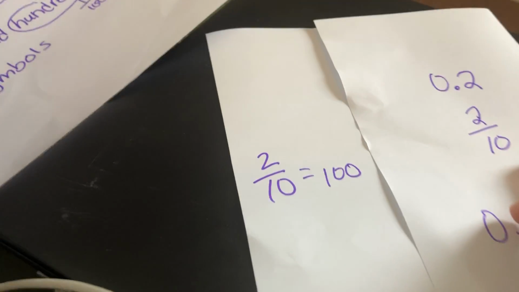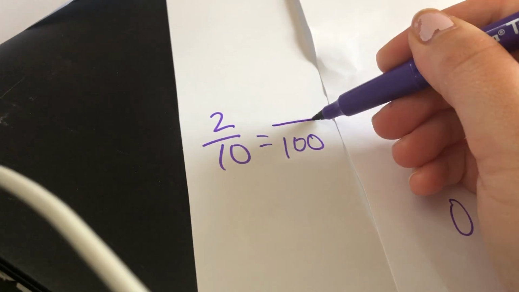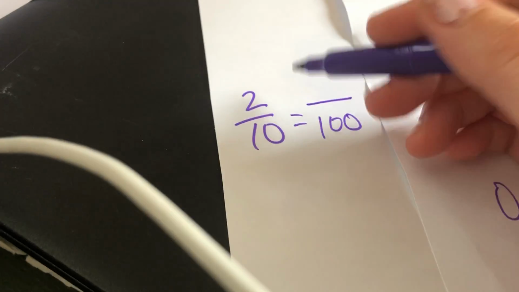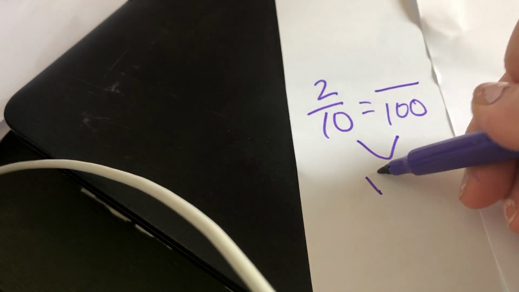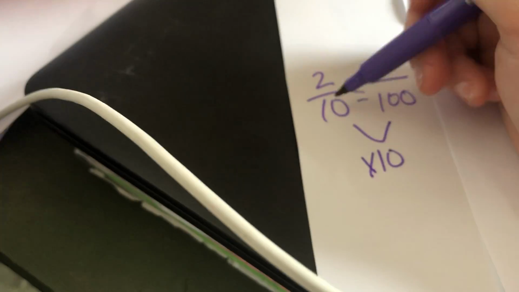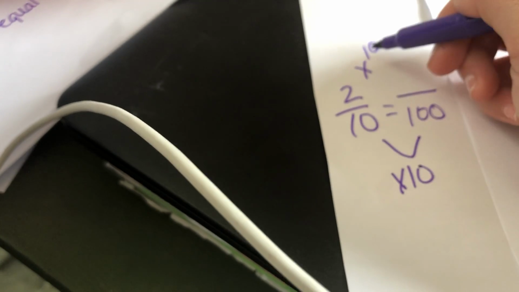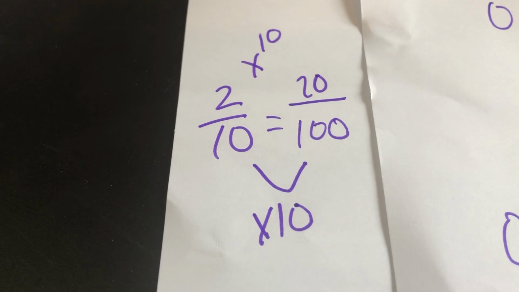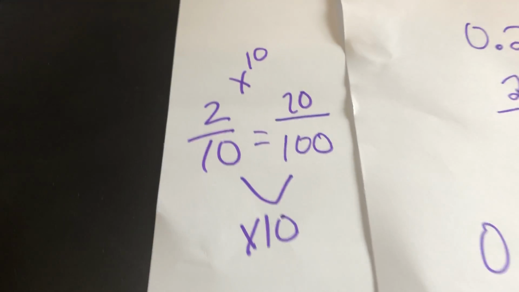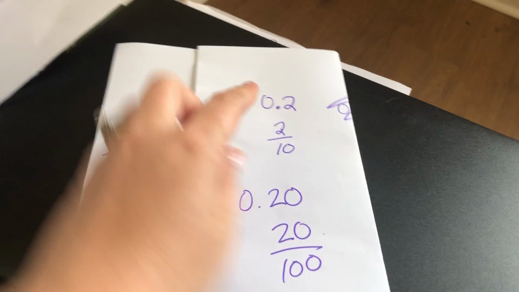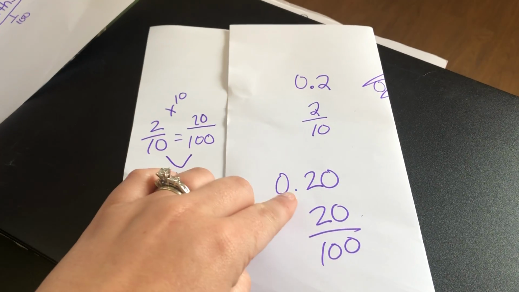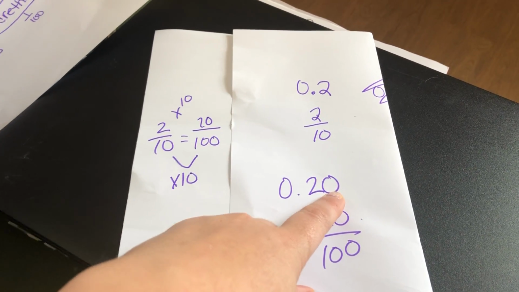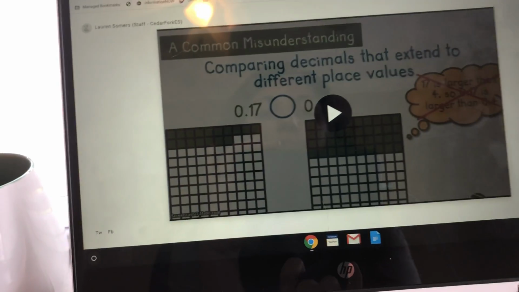Do you remember when we had 2/10 and we wanted to see what fraction would be equivalent? We said 10 times what gets us 100. And if we multiply the bottom by 10, we multiply the top by 10. 2 times 10 is 20. And we said that 2/10 is the same thing as 20 hundredths. Remember that? Well, guess what? Same thing. 2/10 is equivalent to 20 hundredths. It's the same thing.